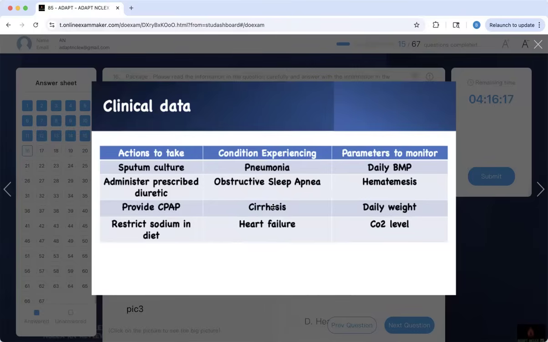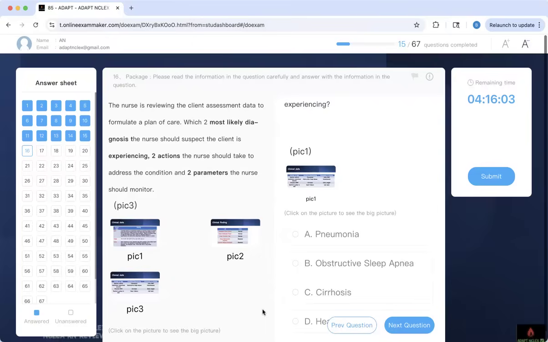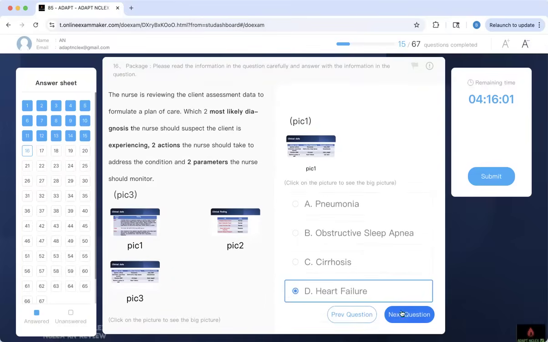What do we think? It's not cirrhosis. Cirrhosis is not going to give you all the heart failure symptoms. You may have ascites, but no. Sleep apnea does not present with that. There's no fever. It cannot be pneumonia. Therefore, we know heart failure.